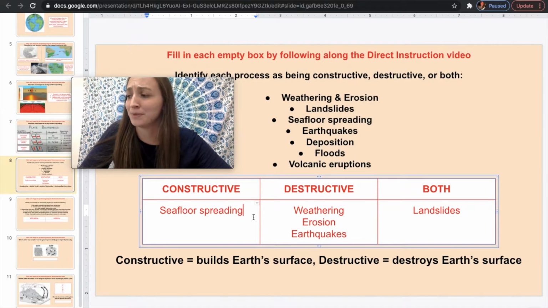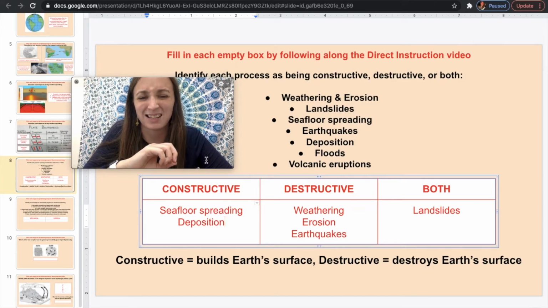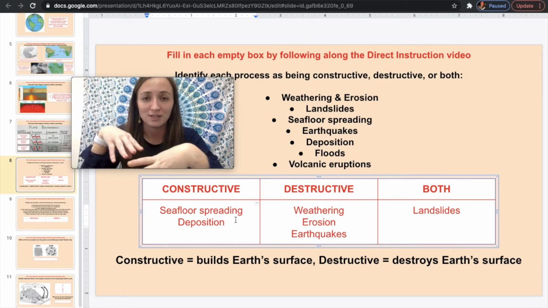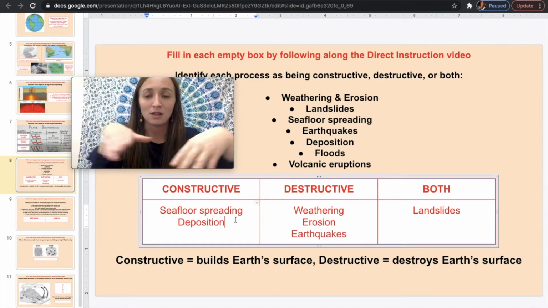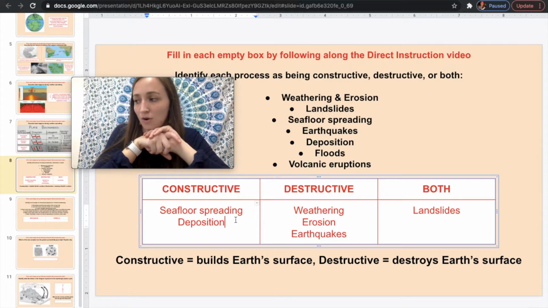Then we have that deposition. And again, if I'm going too fast, I don't want to waste your time, but if I'm going too fast, just pause it and get it down. Deposition, that's when those pieces of dirt or sand or clay or whatever are being deposited or dropped off in a new location. So that's building up the earth.